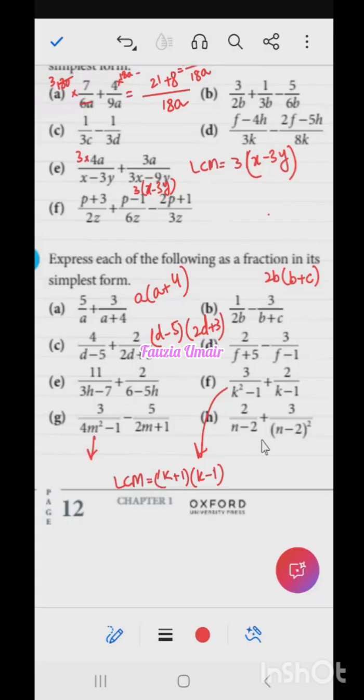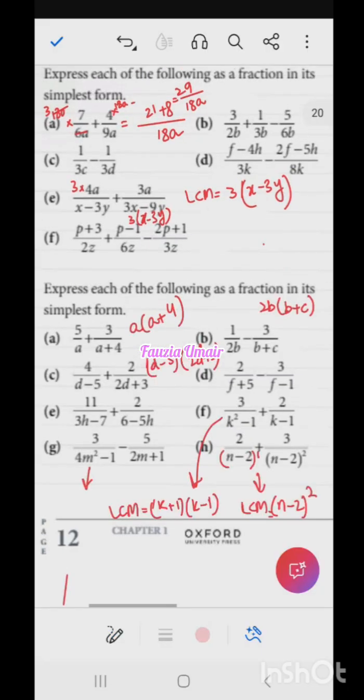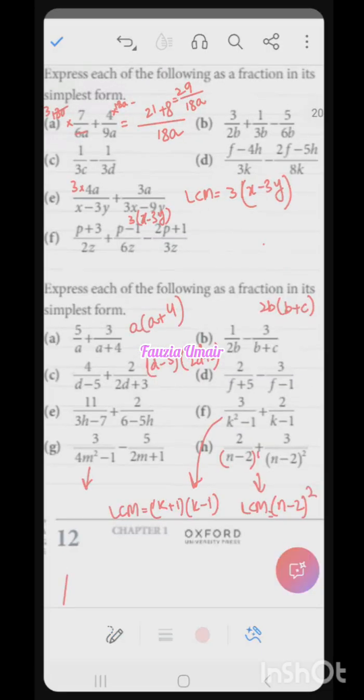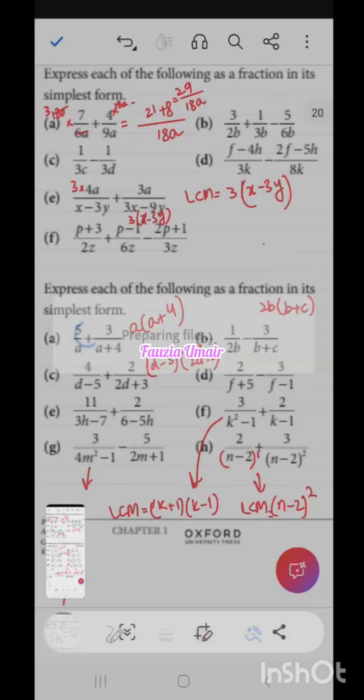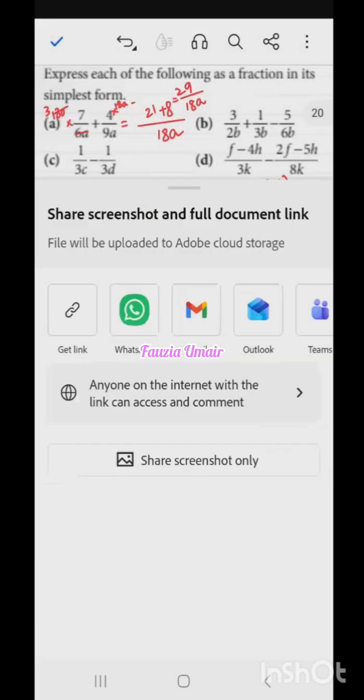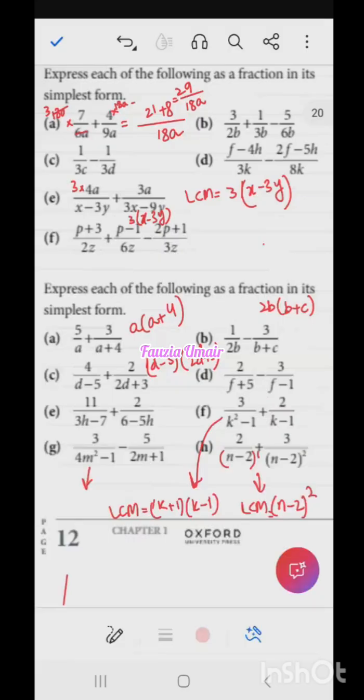अच्छा अब last part में बड़ी interesting है. This is n minus 2 की power 1 and this is n minus 2 की power 2. So the LCM is the common factor and non-common. So इसका LCM would be n minus 2 की power 2. Let's say I will share this screenshot with you, so that you can solve these questions on your own. If there is anything you cannot understand, you need to bring it in the class on Monday.